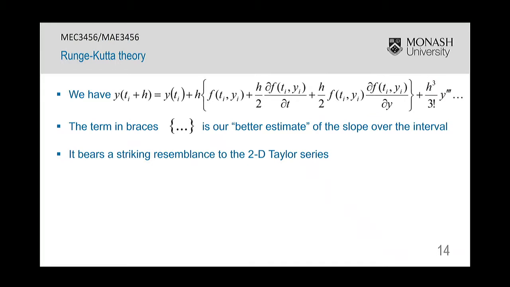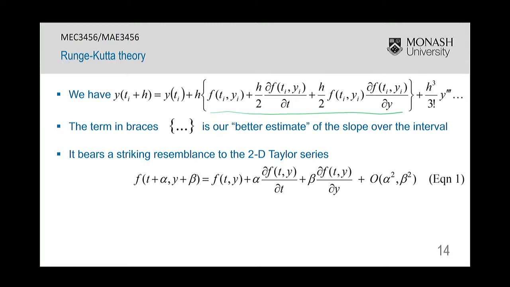It may not be obvious, but this term in brackets bears a striking resemblance to a two-dimensional Taylor series. So let's just write the two-dimensional Taylor series using alpha and beta. We know that the function f of t plus alpha and y plus beta is equal to f of t and y, plus alpha times df dt plus beta times df dy, plus some higher order error terms that scale like alpha squared and beta squared. So we can see, just looking up here, there are some significant similarities.